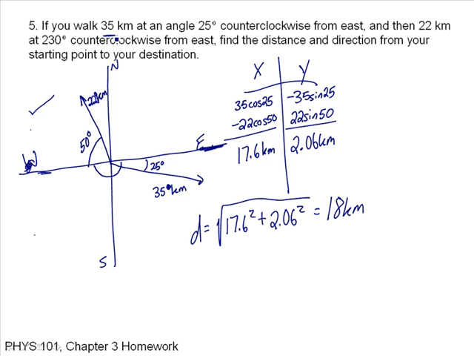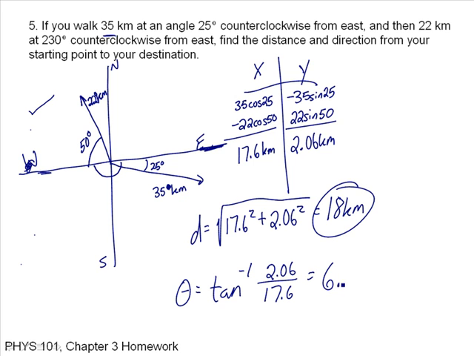I'm going to round it off to 18 kilometers because I had two sig figs up here. So 18 kilometers is my magnitude, and then I also need to find my direction. Just as I did before, it's the inverse tan of the y over the x. That's 2.06 over 17.6, and that gives me 6.7 degrees.